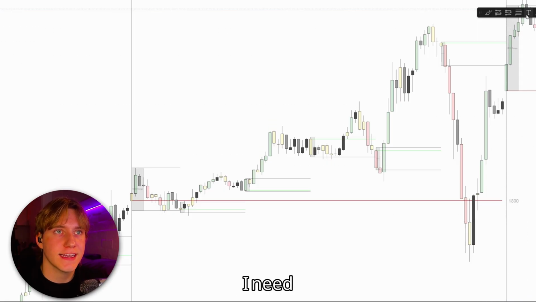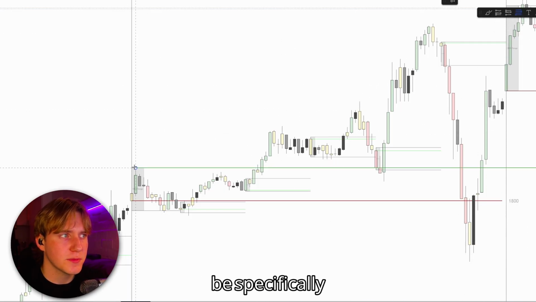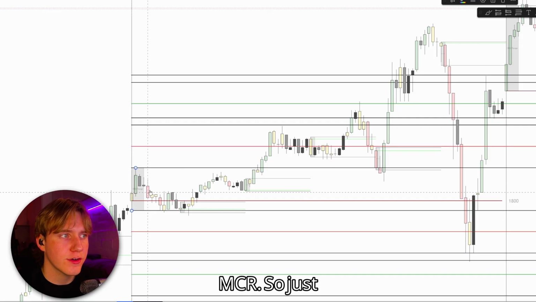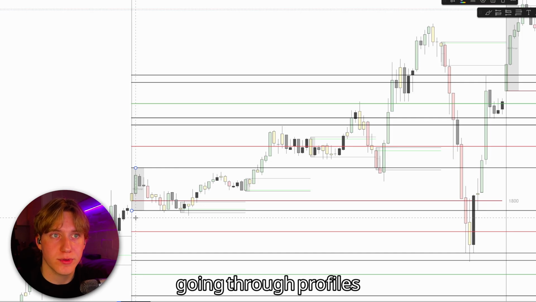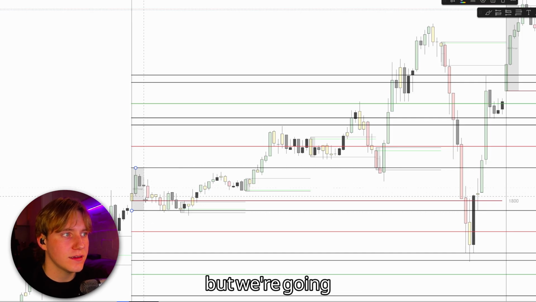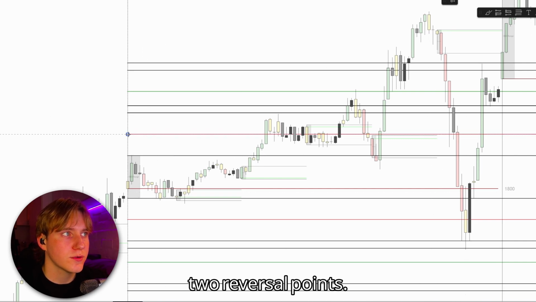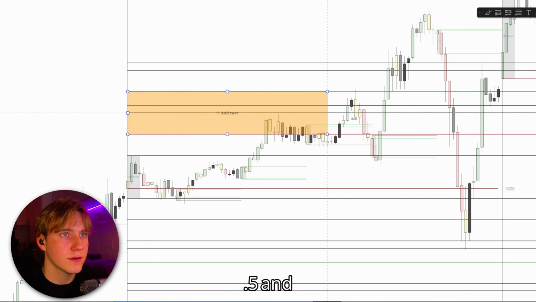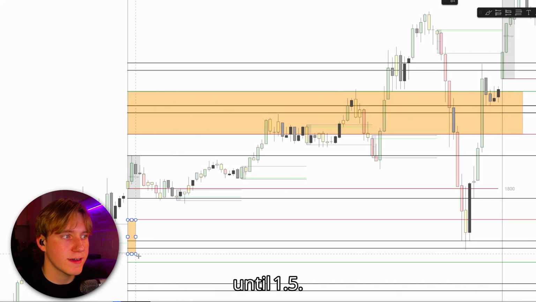The next confluence I need us to look at is also a form of standard deviation, but this is going to be specifically on our 1800 MCR. So just the hour MCR, not the entire profile. I'll be going through profiles just now. But we're going to use this MCR to get our reversals in our day. So let's mark out our 2 reversal points. So 1.5 and then up until 1.5.